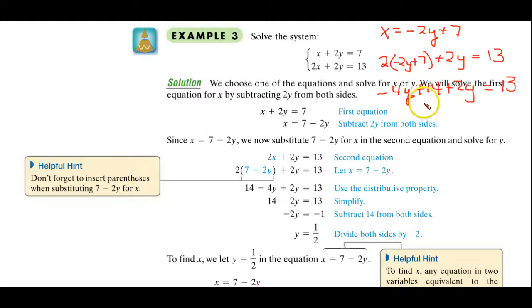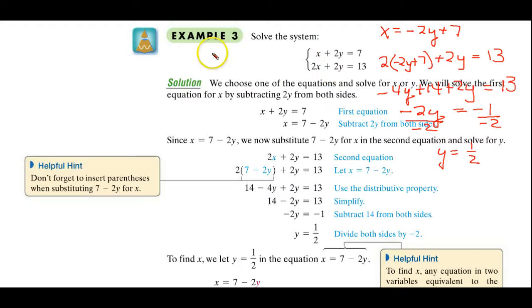Now I group like terms. I'm going to get a negative 2y. Transpose this positive 14 to the other side. On the other side, it gives me a negative 14, and a positive 13 gives me a negative 1. I now divide both sides by a negative 2. I get y equals 1/2. Oh, okay, we got a fraction.